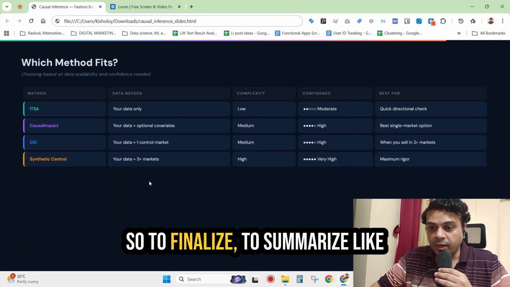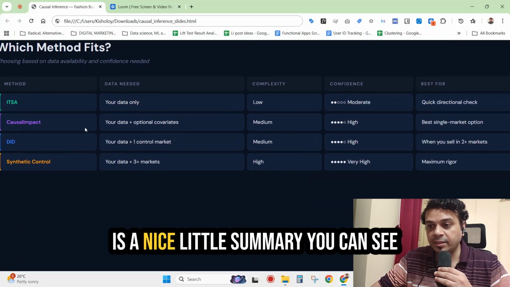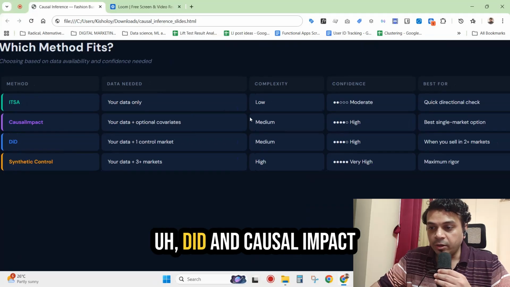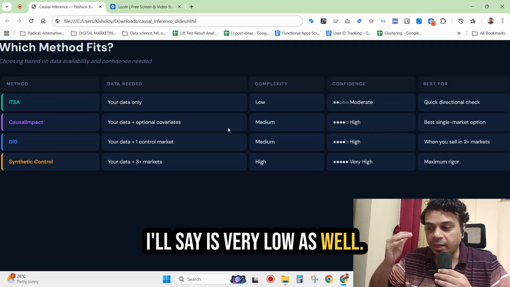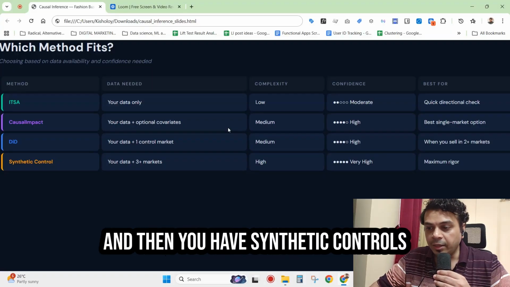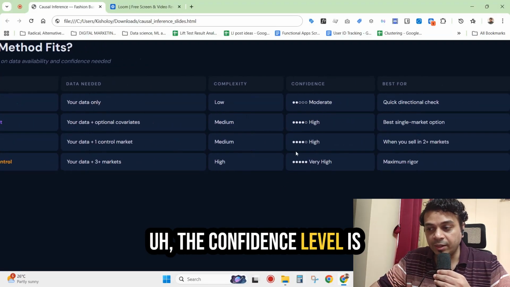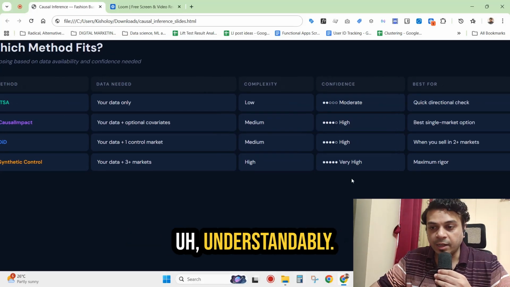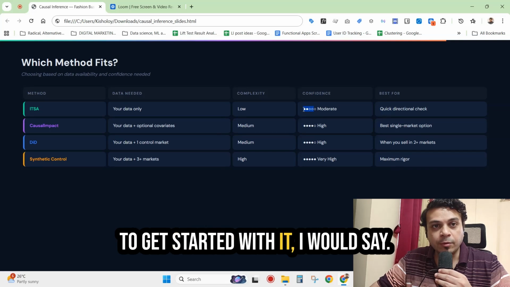So to summarize, which method fits the best. This is a nice little summary. You can see in terms of complexity, ITSA is very low. DID and causal impact are somewhat in between. To be honest, though, causal impact I'll say is very low as well. It's very much plug and play. And then you have synthetic controls where the complexity is pretty high. The confidence level is very high in synthetic control. It's moderate for ITSA, understandably. But again, this is the best place to get started with it, I would say.